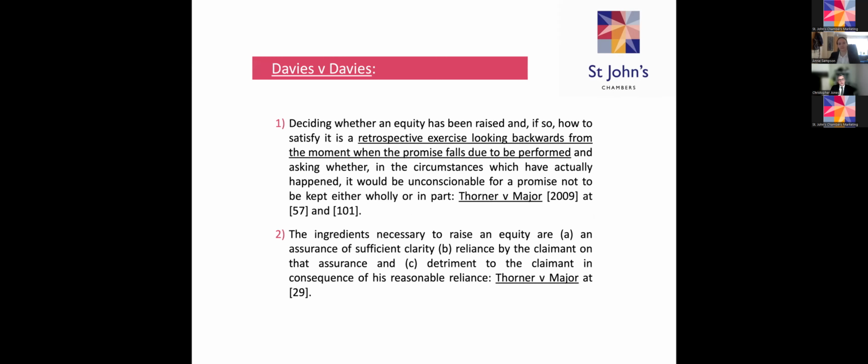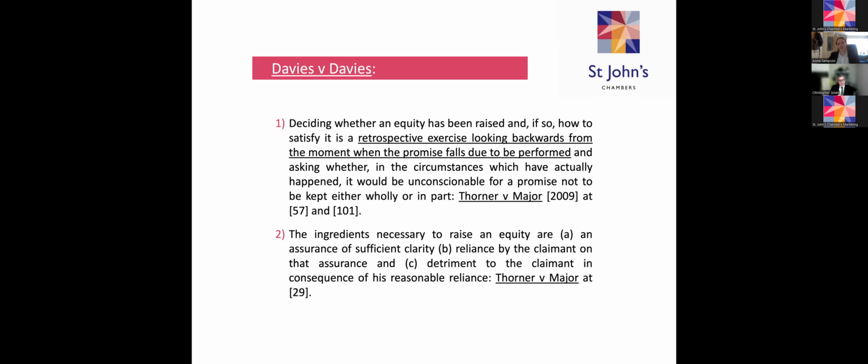So firstly, in deciding whether an equity has been raised, and if so, how to satisfy it, the court is conducting a retrospective exercise, looking backwards from the moment when the promise fails or falls to be performed, and asking whether in those circumstances it would be unconscionable for a promise not to be kept, either in whole or in part? It comes from a Supreme Court case called Thorne and Major, a fairly well-known case.